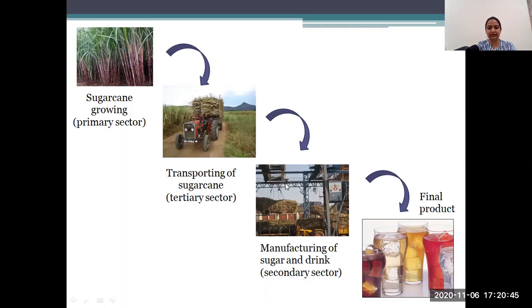Then we can see sugar being extracted, and then the final product. So here there is an example. To understand this interdependency of all these sectors, we will take the example of a cold drink. In this picture, you can see the finished product is a cold drink. Now, a cold drink contains water, sugar, and artificial flavor.